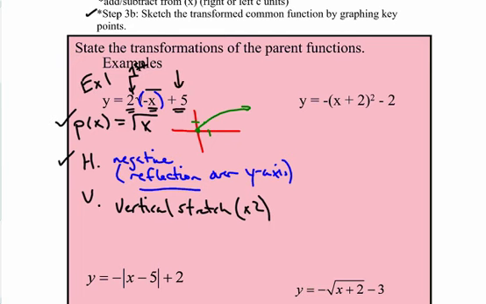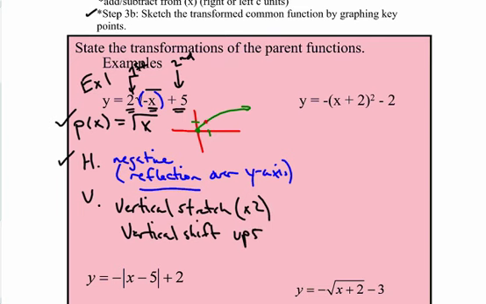Now, once I have that vertical stretch, I now go to the next part, where we're going to add, because the next one is I'm adding 5. Well, if I'm adding 5 to my y's, that means the y's are my vertical. So that means I'm adding 5, which means it's going up. So I have a vertical shift up 5.